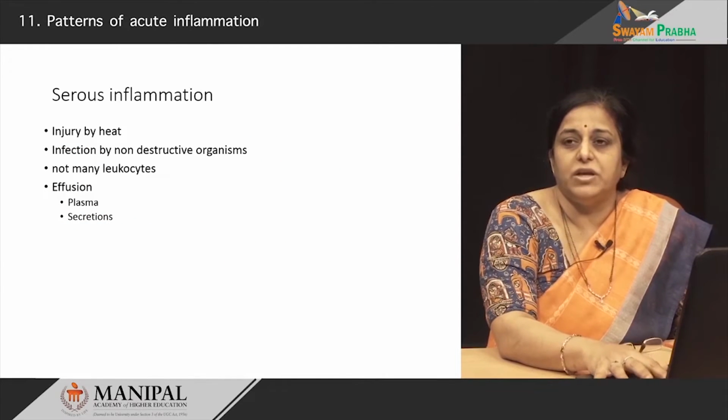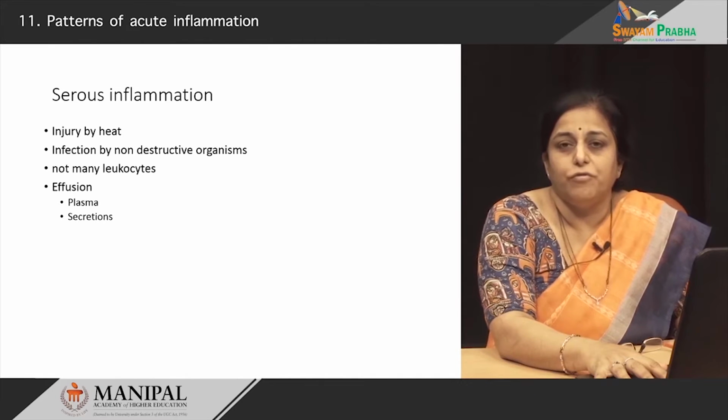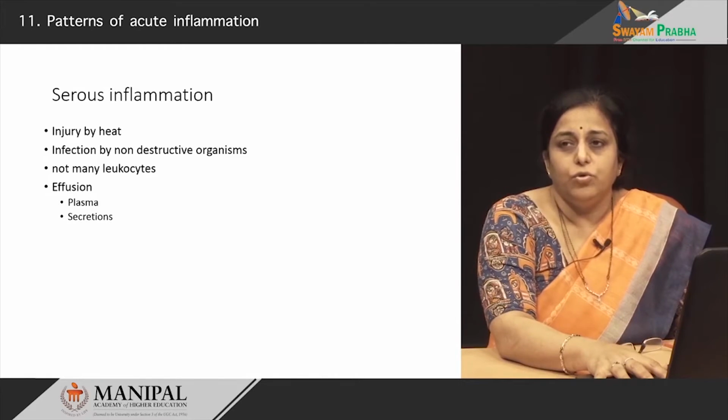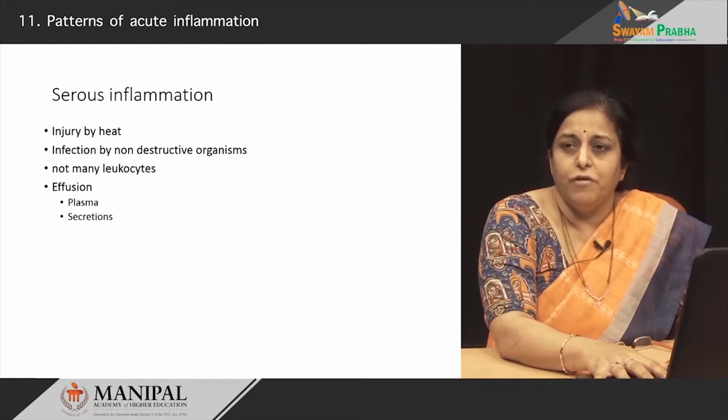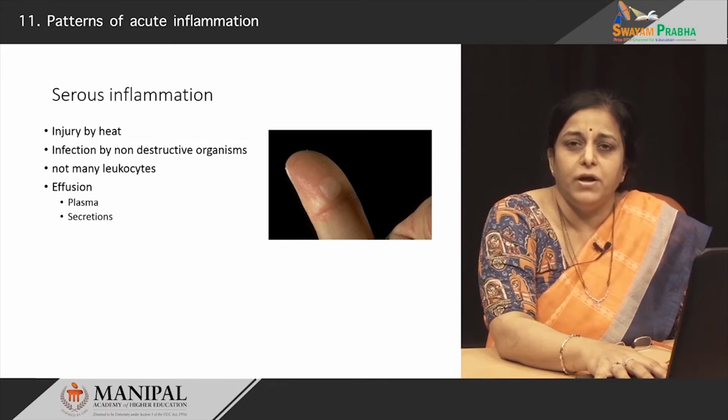Serous inflammation, as I said, occurs mostly because of an injurious agent. It could also occur when there is an infection by a non-destructive organism. Sometimes you have accumulation of just fluid within the joint cavity, for example, by organisms of low virulence. So, you do not have pus formation there, it is mostly fluid accumulation. Here you do not get many leukocytes, but mostly the exudation of fluid. This is a classical example of serous inflammation, where there is a blister formation at the site of injury by heat.